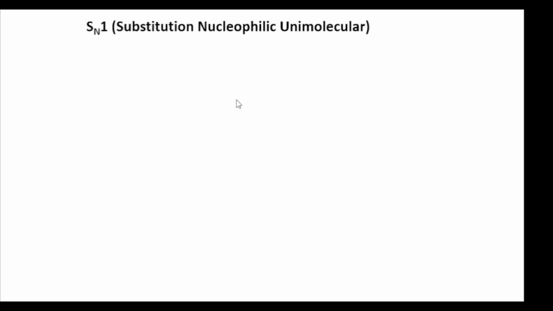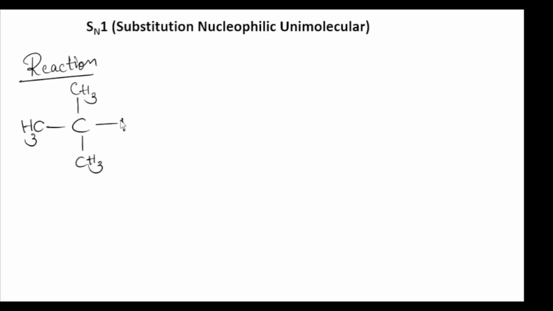In this particular video, I am going to discuss the SN1 reaction, that is, substitution nucleophilic unimolecular reaction. Directly, I will start with the reaction. In the example, I am taking tertiary butyl bromide as a reactant. This is tertiary butyl bromide, which reacts with two molecules of water to give tertiary butyl alcohol.